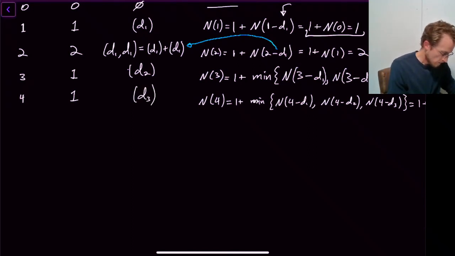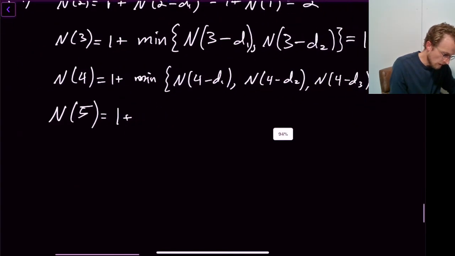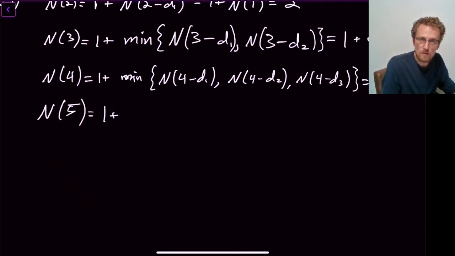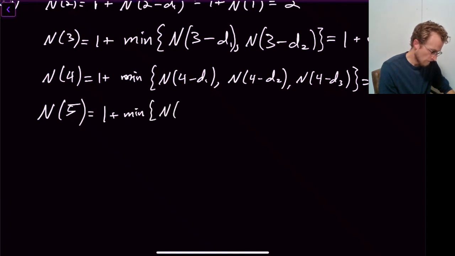Okay. So now to do 5, or not, sorry, I should better not write a 1 where it isn't a 1. So what is n of 5? Well, it contains a coin. Now let's think about what would be the ramifications of various identities of that coin. So that says min of n of 5 minus d1, n of 5 minus d2, n of 5 minus d3.